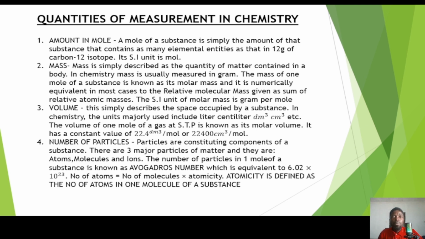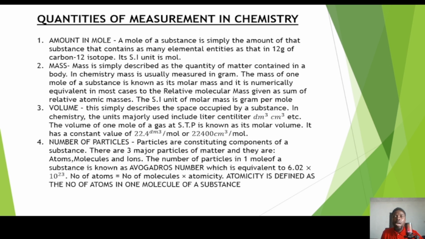And as I said, the quantifier or the major determinant of that quantity is 12 grams of carbon-12 isotope. Moving ahead, a mole has the SI unit of mole. So once you see a particular question and they say 0.5 mol, not mole per dm cube, not molarity, once you see mol, or in some cases mols, what you are describing at that point is a mole of a substance. So moving ahead to the next one, mass.